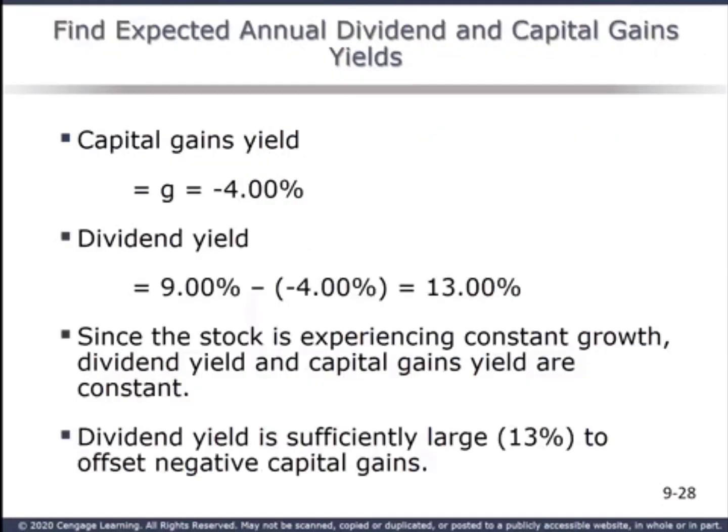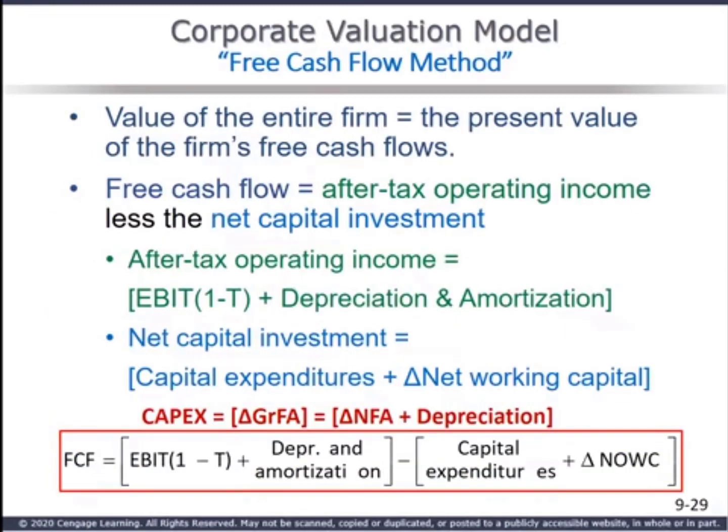Capital gains and dividend yield are found in the same way, but since g is negative, the dividend yield makes up for it, being large enough to make the stock attractive. Our second valuation technique is called the corporate valuation model, or the free cash flow model, which values the entire firm, not one share of stock.